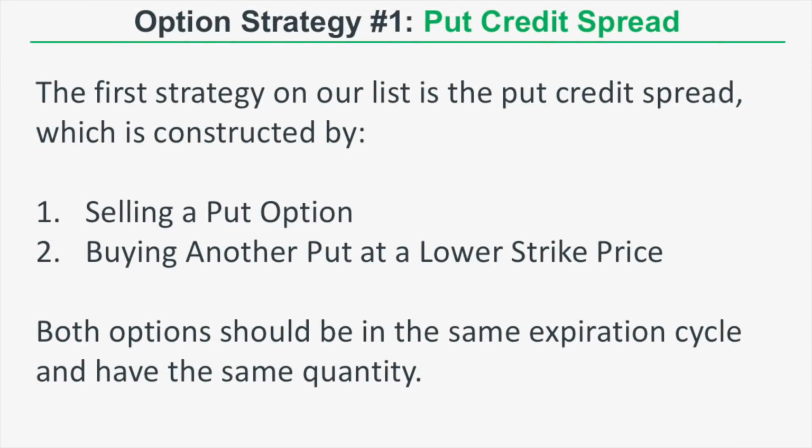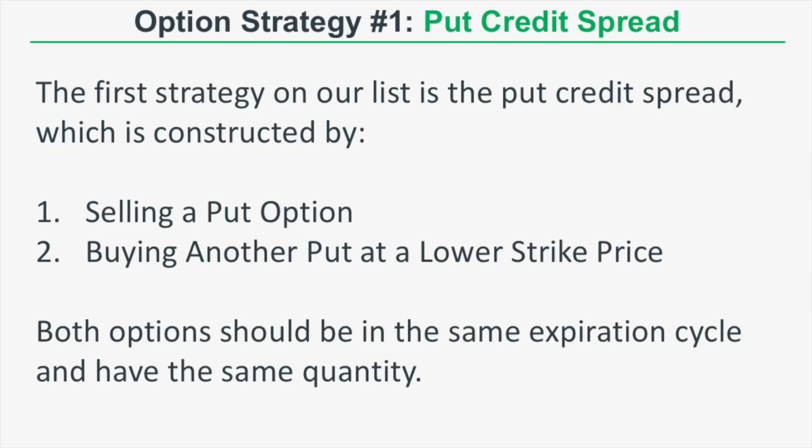So the first strategy on our list is the put credit spread, which is constructed by selling a put option and then buying another put option at a lower strike price. Now, put options at lower and lower strike prices are less expensive, and therefore, by purchasing a put option at a lower strike price than the put option you sold, you will collect a credit.